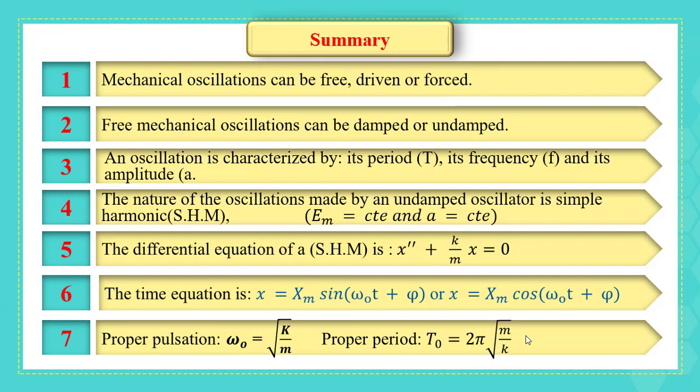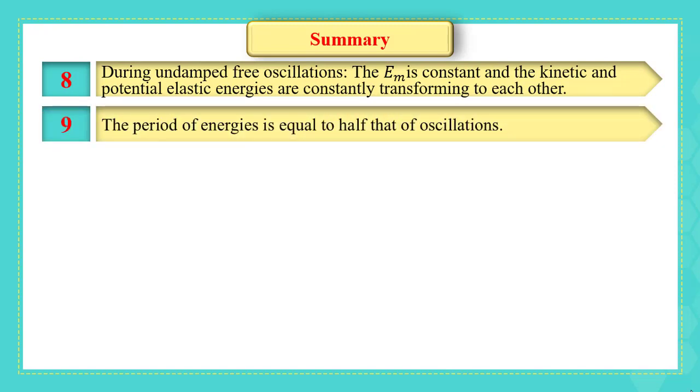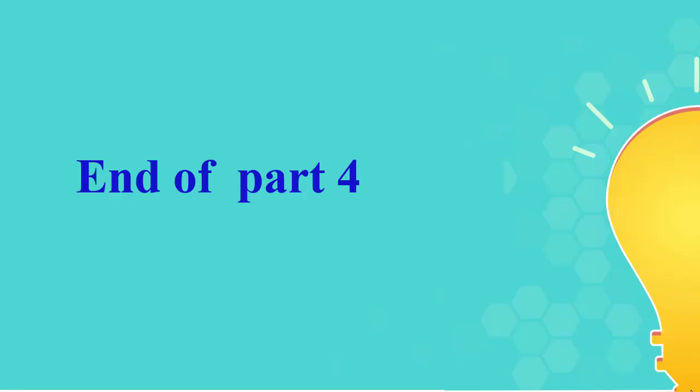This is enough for this video. Please keep in mind all the ideas that we have mentioned before, and remember that during undamped free oscillations, the mechanical energy is constant, and the kinetic energy and elastic potential energy are constantly transferring to each other. The period of energies is equal to half that of oscillations. This is the end of part 4.